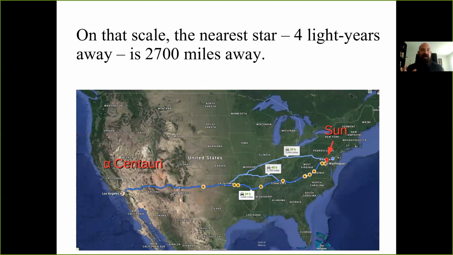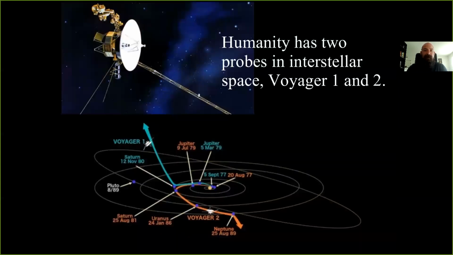Now, on that scale, with our planet being a ball bearing, the nearest star is the same distance from our sun as Washington is from Los Angeles, 2,700 miles away. And that's just the nearest star. And then remember, the entire galaxy is about 100,000 light years across.